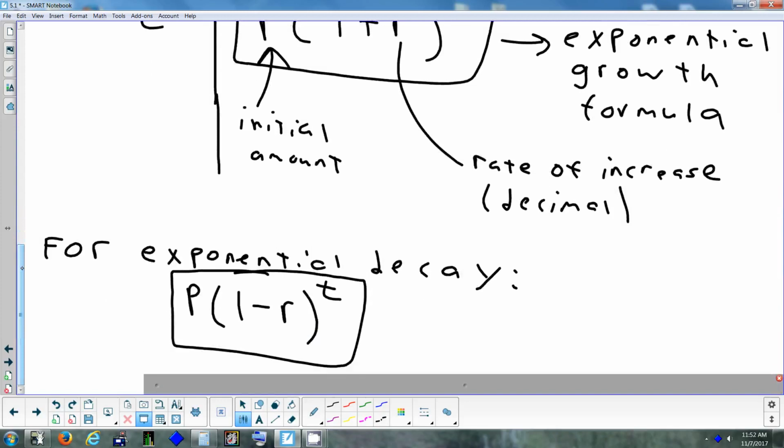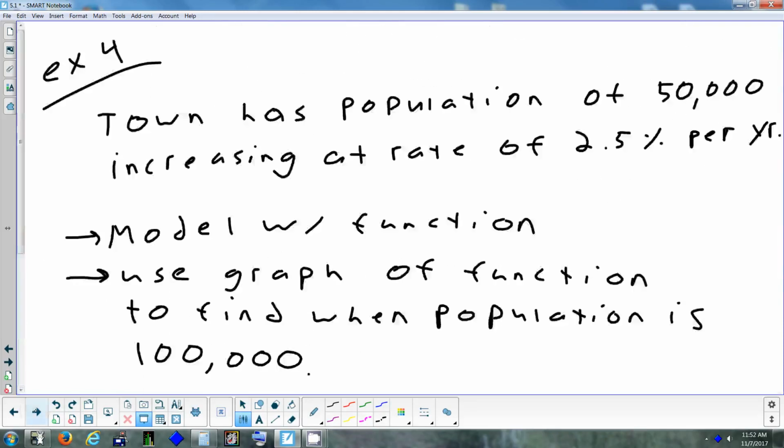Okay, so let's try an example word problem, and we'll use the calculator to help us solve it. We have a town with a population of 50,000 people, and the growth rate is 2.5% per year. First, I want to write an equation, and then graph it and figure out when the population will hit 50,000 people. How many years is it going to take?